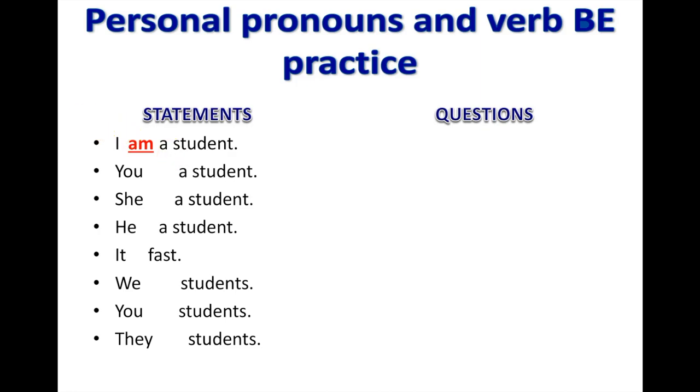So, what do you think that we should put here? ¿Qué ustedes creen que deberíamos poner aquí? Are, correct. Very good, correct. You are a student. Very good. How about this one? She, blank, a student.